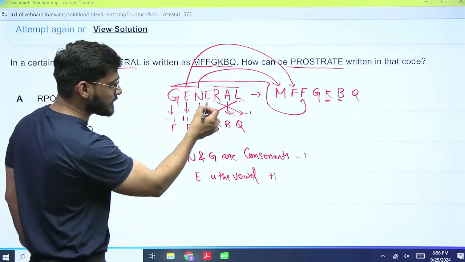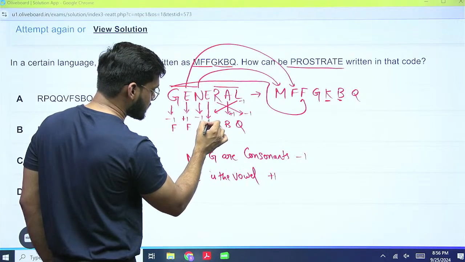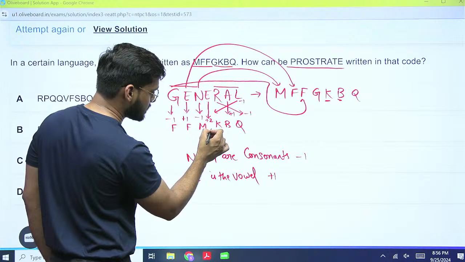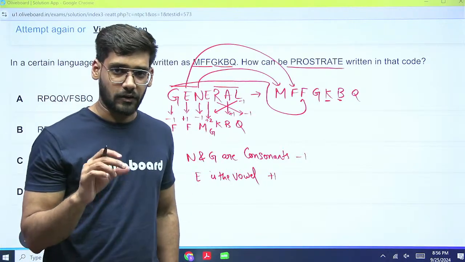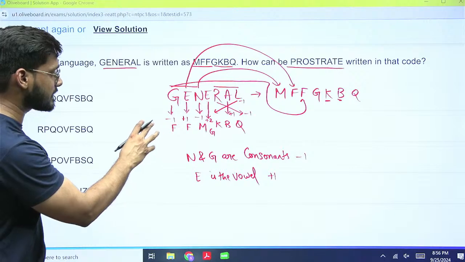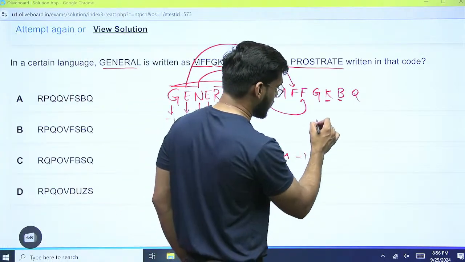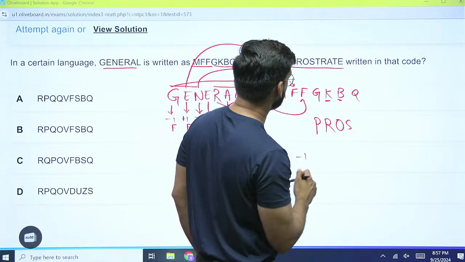Now what about this middle letter E? We have G. The middle letter has had 2 added, and E plus 2 makes G. So I hope you all are getting the idea of the pattern behind this one. Now let's see the logic behind prostrate. How do we use the same pattern behind prostrate?